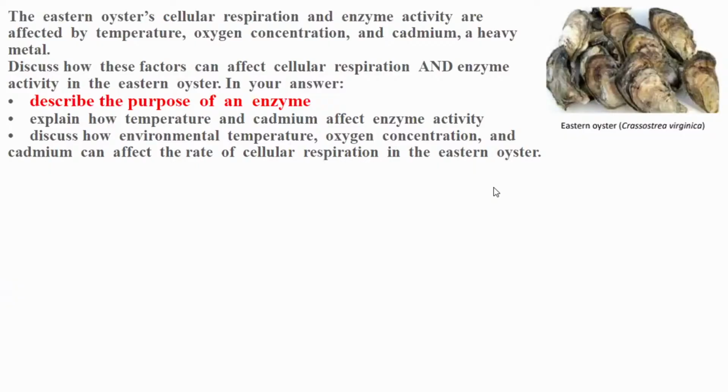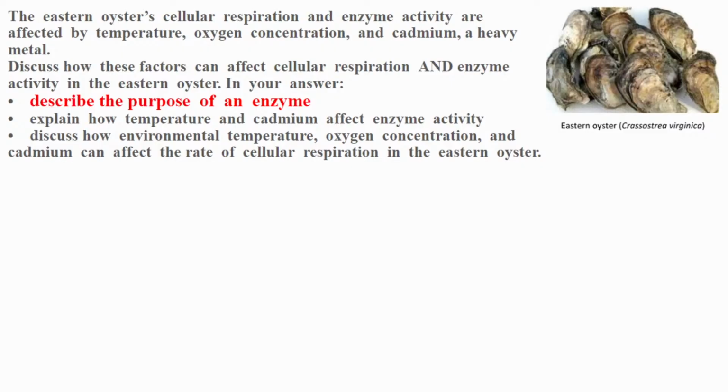All right, so here's an example. The eastern oyster's cellular respiration and enzyme activity are affected by temperature, oxygen concentration, and cadmium, which is a heavy metal. Discuss how these factors can affect cellular respiration and enzyme activity in the eastern oyster. You should first describe the purpose of an enzyme, explain how temperature and cadmium affect enzyme activity, and discuss how environmental temperature, oxygen concentration, and cadmium can affect the rate of cellular respiration in the eastern oyster.